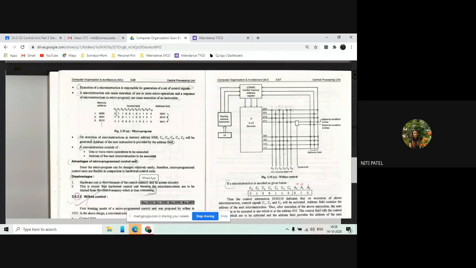Who is generating this? It is generated by the system itself. So when I execute an instruction at memory location 0000, which are the signals that are generated? Signals generated are C1, C2, C5, C7 and C8. Yes or no? After that, can you see the address field? It is also telling me which is the next instruction you have to execute. So which is the next instruction? Instruction at memory address 0001.